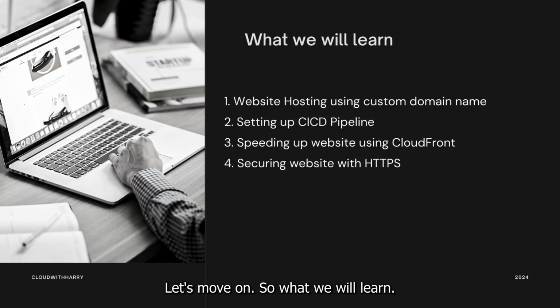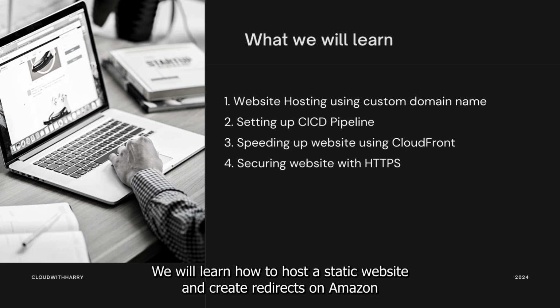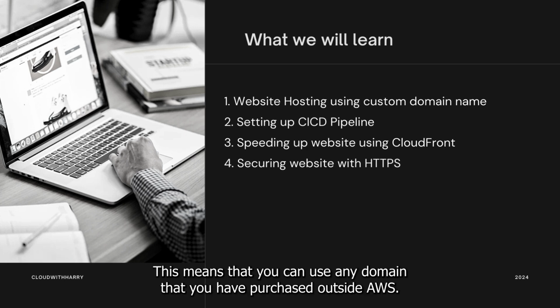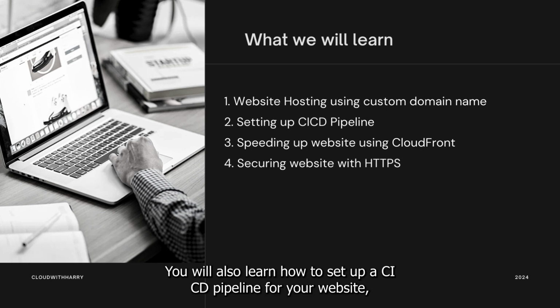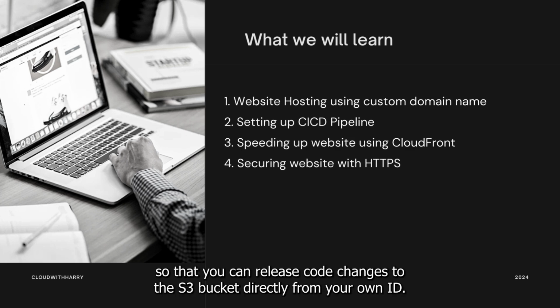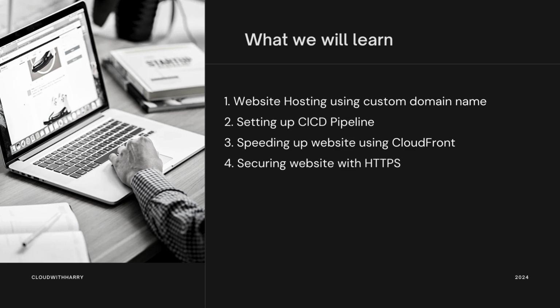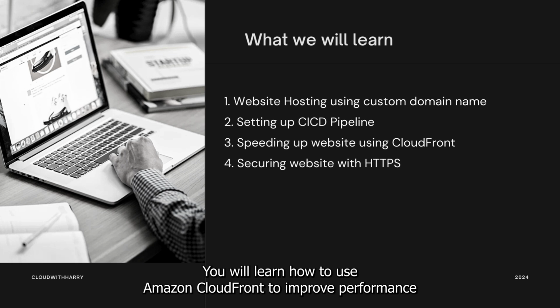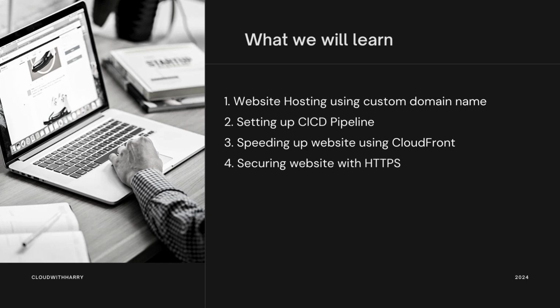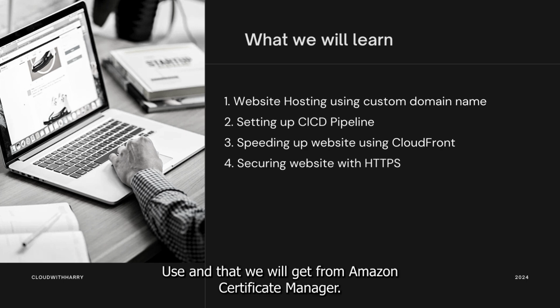So, what will we learn? We will learn how to host a static website and create redirects on Amazon S3 for a website with a custom domain name that is registered outside Route 53. This means that you can use any domain that you have purchased outside AWS. You will also learn how to set up a CI/CD pipeline for your website so that you can release code changes to the S3 bucket directly from your own IDE. You will learn how to use Amazon CloudFront to improve performance of your website and secure your website with an HTTPS connection, and that we will get from AWS Certificate Manager.